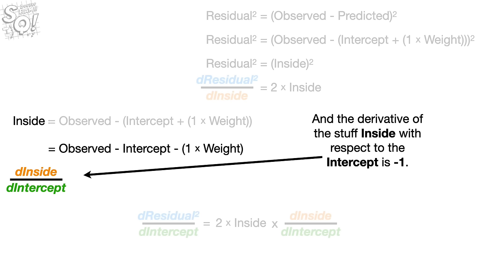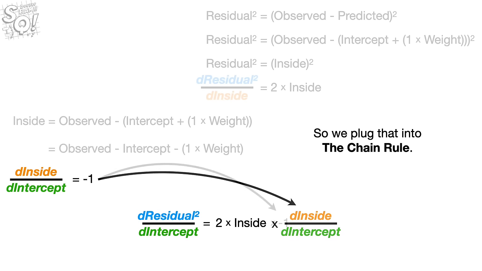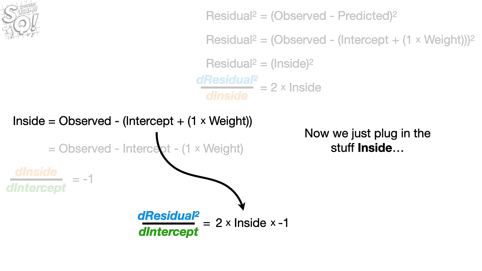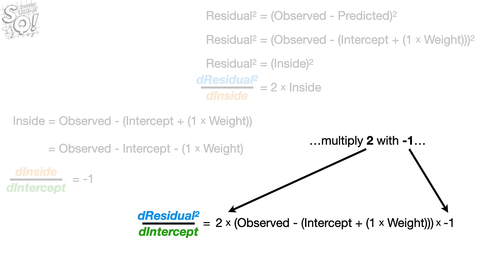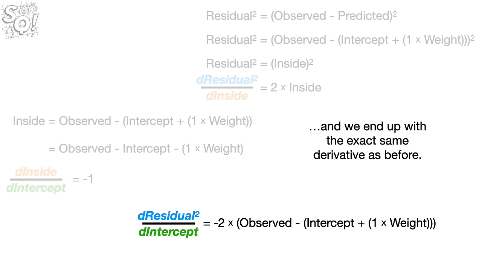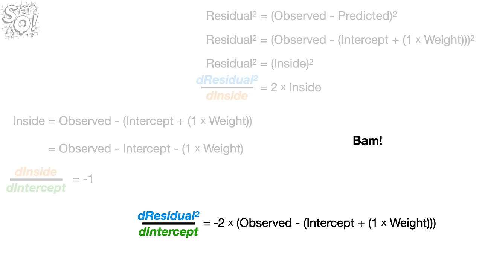And the derivative of the stuff inside with respect to the intercept is negative 1. So we plug that into the chain rule. Now we just plug in the stuff inside, multiply 2 with negative 1, and we end up with the exact same derivative as before. Bam!